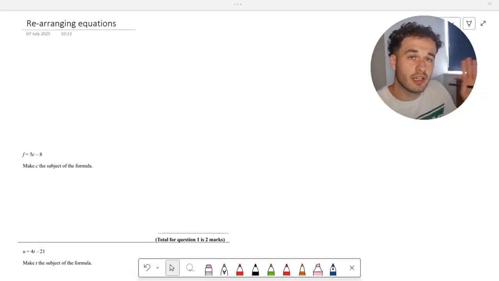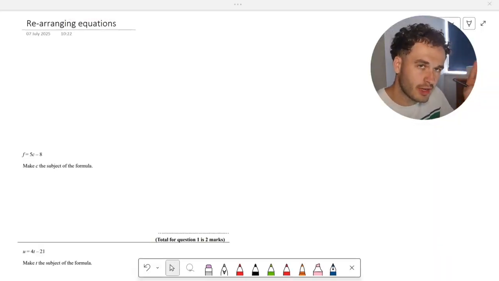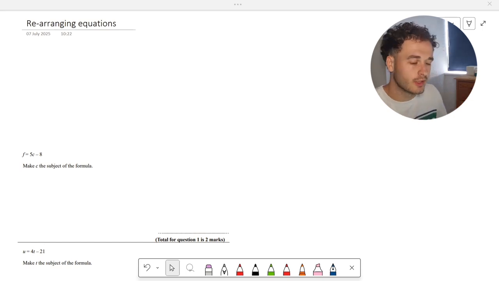Okay, put your hands up if you are ready to rearrange some equations. Put them up. I can't see you with your hands up. Put them up. I'm looking at you. Put your hands up. Good. Okay, let's rearrange some equations.